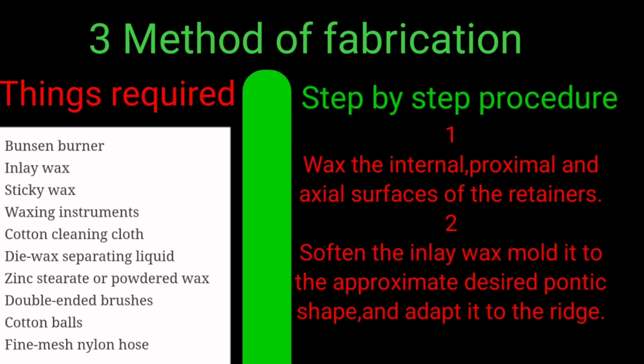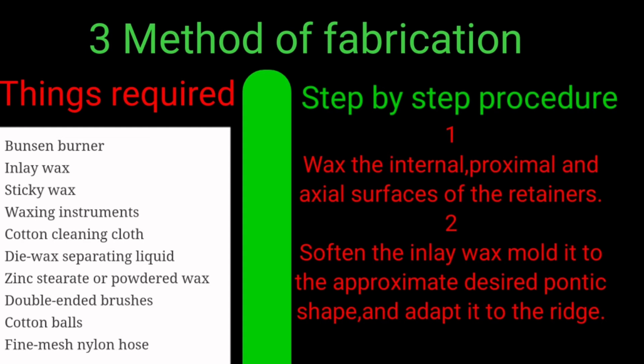Method of fabrication. Things required for dental pontic: Bunsen burner, inlay wax, sticky wax, waxing instruments, cotton cleaning cloth, die wax separating liquid, zinc stearate or powder wax, double-ended brushes, cotton balls, fine mesh nylon hose.